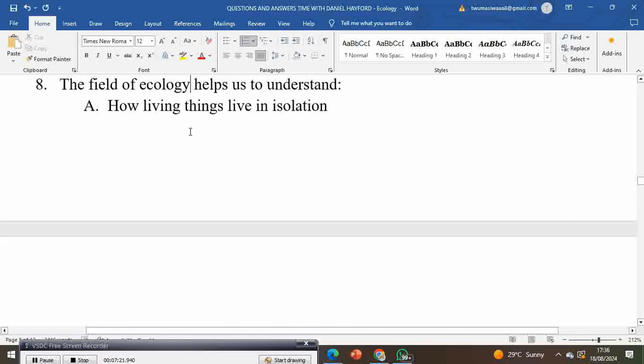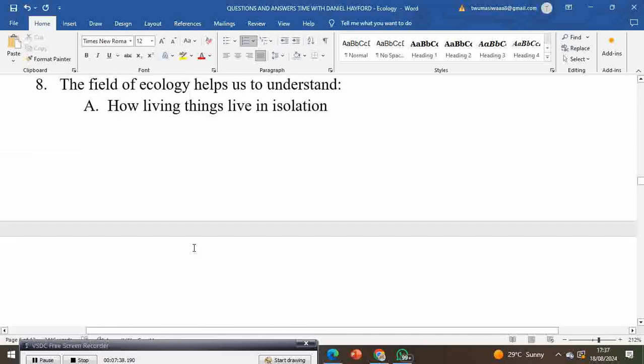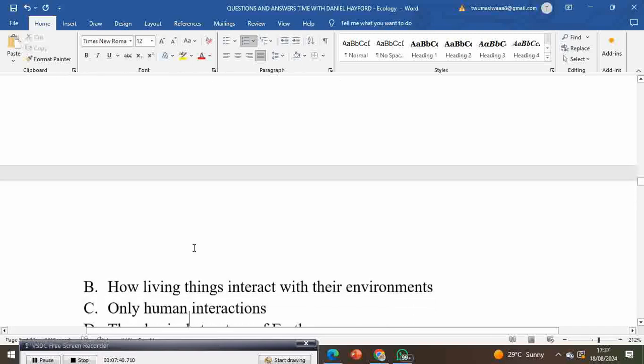So which one? The field of ecology helps us to understand. Is it how living things live in isolation? B, how living things interact with their environment. C, only human interactions. And D, the physical structure of the Earth. Which is your best shot for that question?